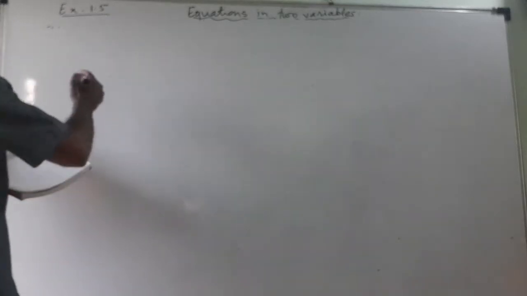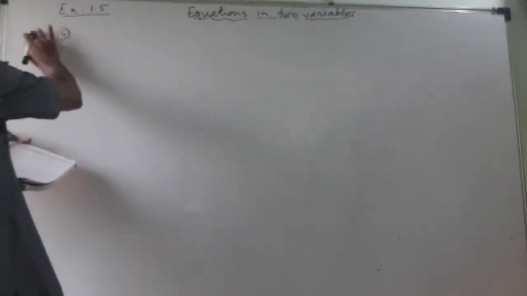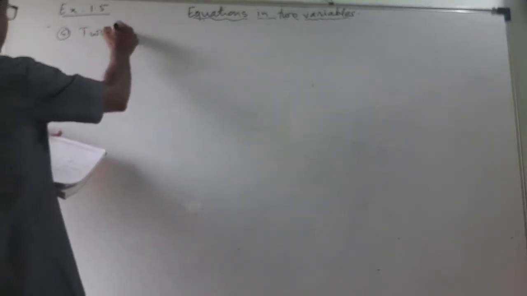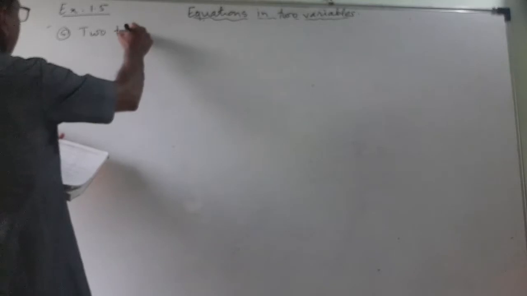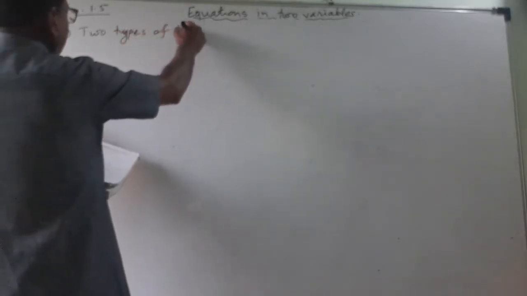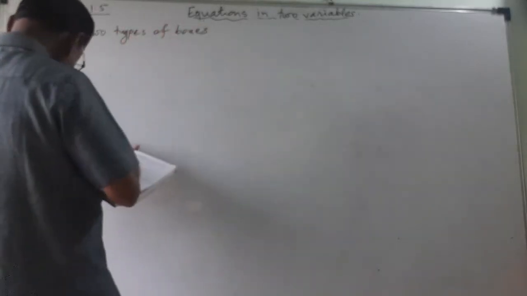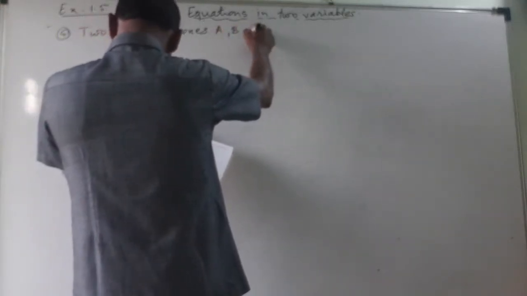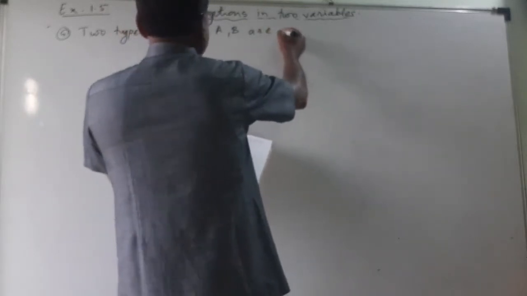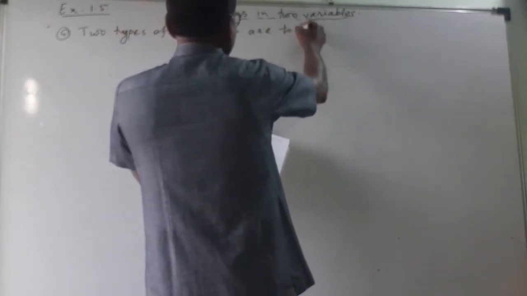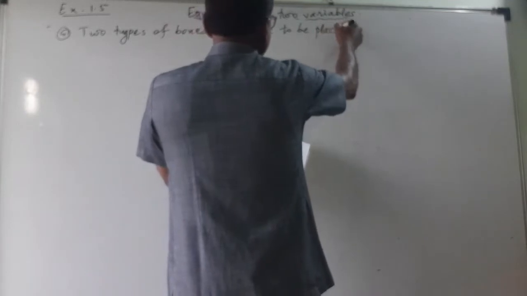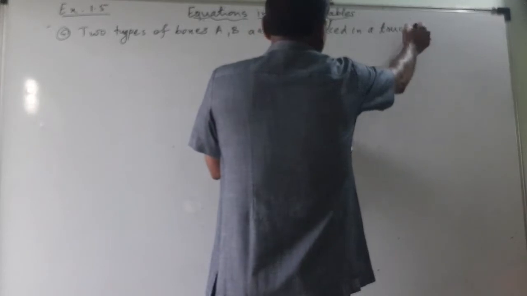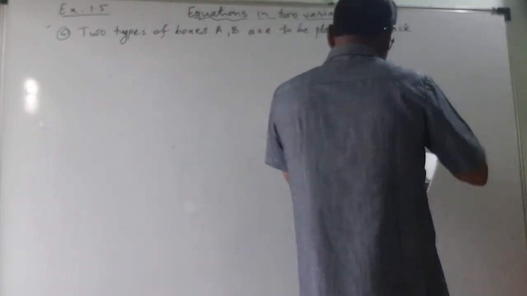The fifth one. Two types of boxes, A and B, are to be placed in a truck having capacity 10 tons.